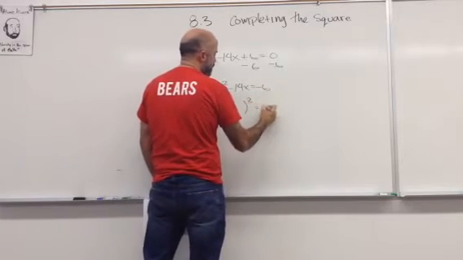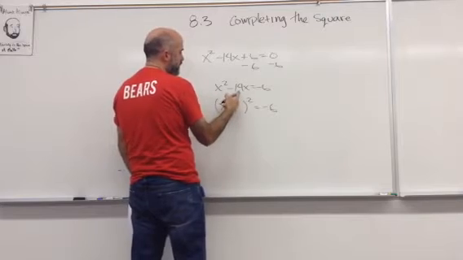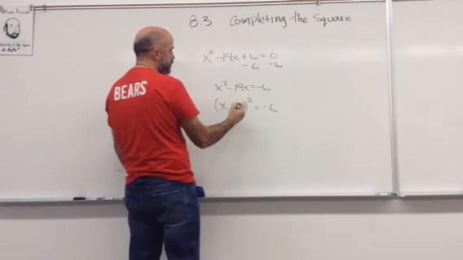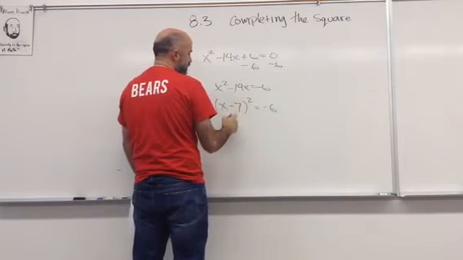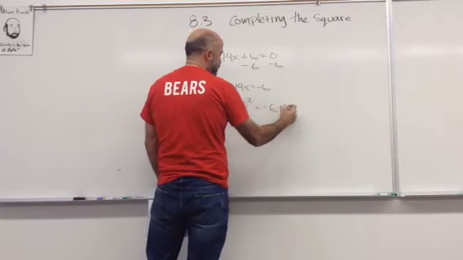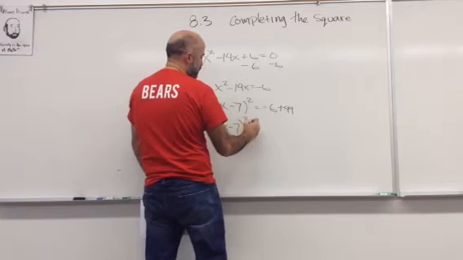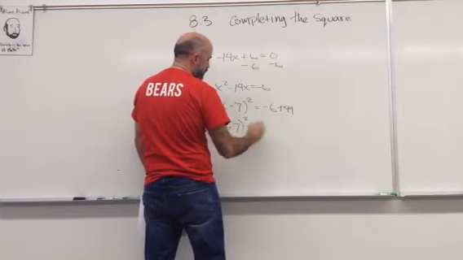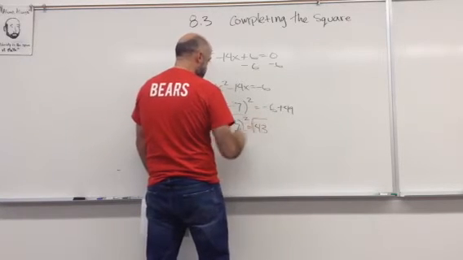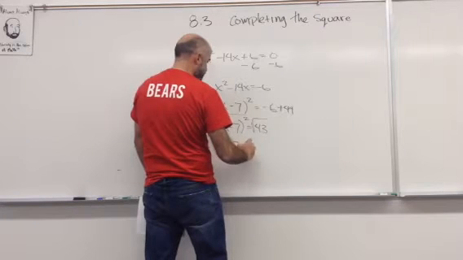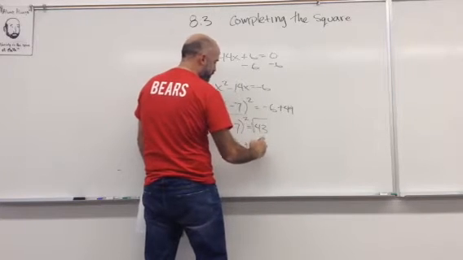Skip to the end. Negative 14 over 2 is negative 7. Negative 7 squared is plus 49. (x minus 7) squared equals 43. Square root both sides. x minus 7 equals plus or minus the square root of 43.